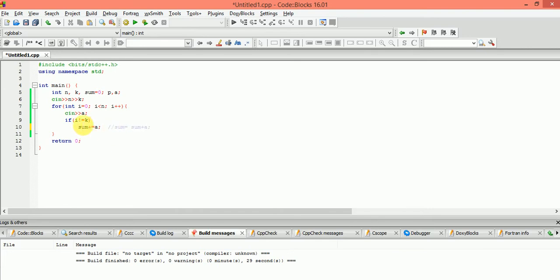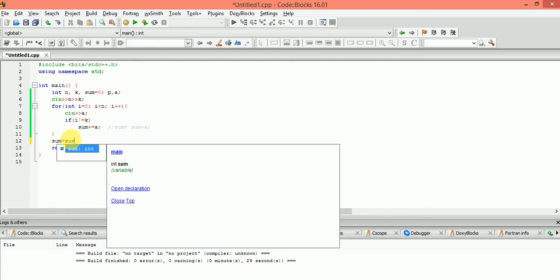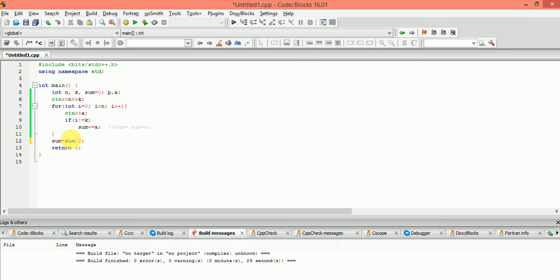So why am I doing this? Because if it is an allergic item we don't need to add it, because that's not partial, that's fully eaten by Brian. So we will only add those items that are eaten by both. So if i is not equal to k, this means it is not partial or an allergic item, so we will add it there. Now, because it is equally divided into both parts, we will take sum equal to sum divided by 2, so it will be in the 2 portion.